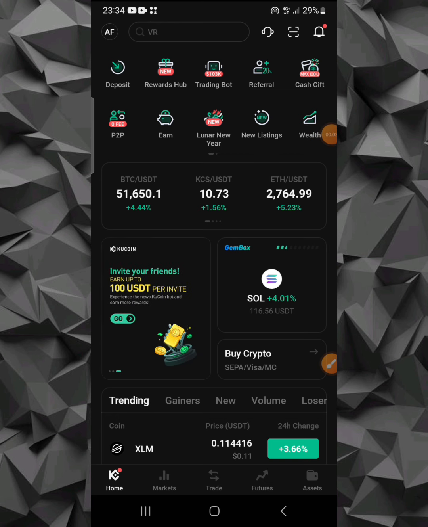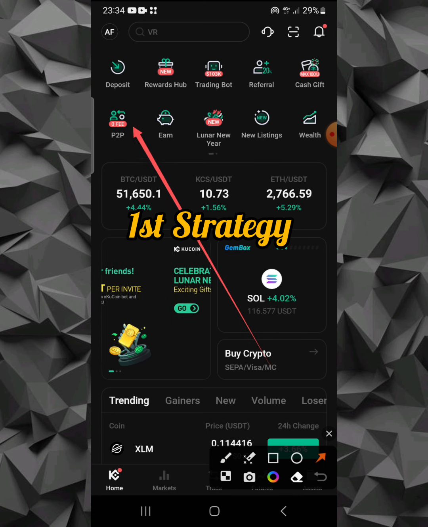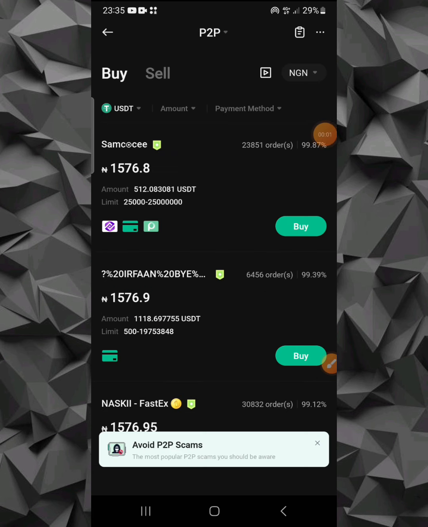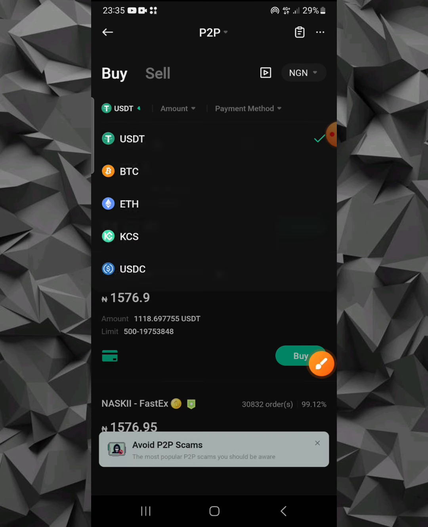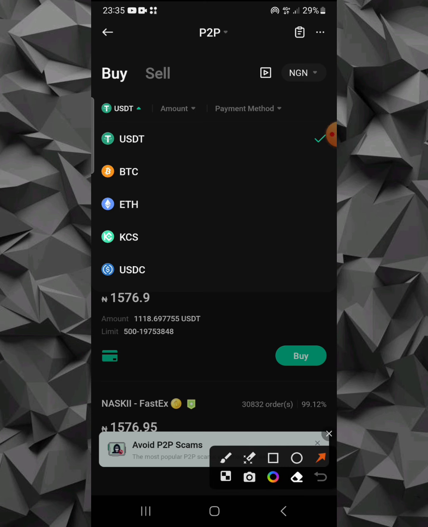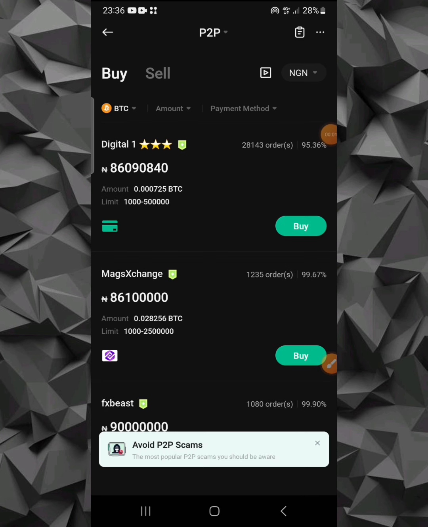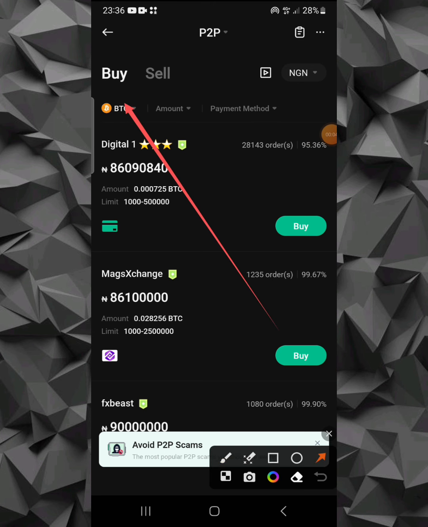So guys, for the first strategy, the first thing I need you to do is to go ahead and come here and click on this P2P right here. Now the first way you can make money on the KuCoin exchange is to change this right here from USDT to BTC. We'll be using BTC to explain this. Once you come here to BTC, let's just go ahead and click on it. So you guys can see the price of one BTC right here. It is 86,090,814 naira.